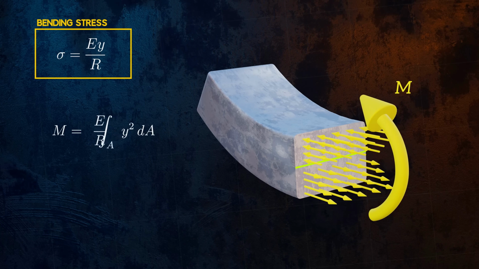When rearranged into this form, we can notice that the integral on the right is the definition of the area moment of inertia. This parameter, which I've covered in detail in a separate video, defines the resistance of a cross-section to bending due to its shape and is denoted using the letter I. We can combine this equation for the bending moment with the bending stress equation to obtain what is known as the flexure formula.